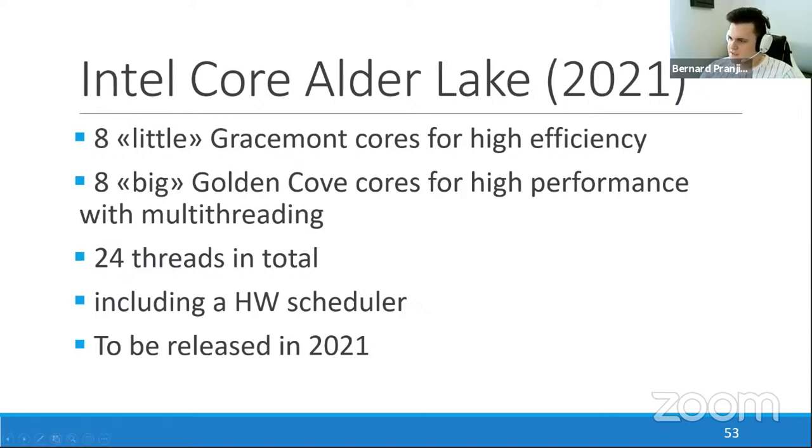What they have is 8 little Gracemont cores for high efficiency and 8 big Golden Cove cores for high performance with multi-threading. So in total, you have 24 threads: 8 from the Gracemont cores and 16 from the Golden Cove cores. They have their own hardware scheduler. We don't know anything about it yet. And it's to be released in 2021.